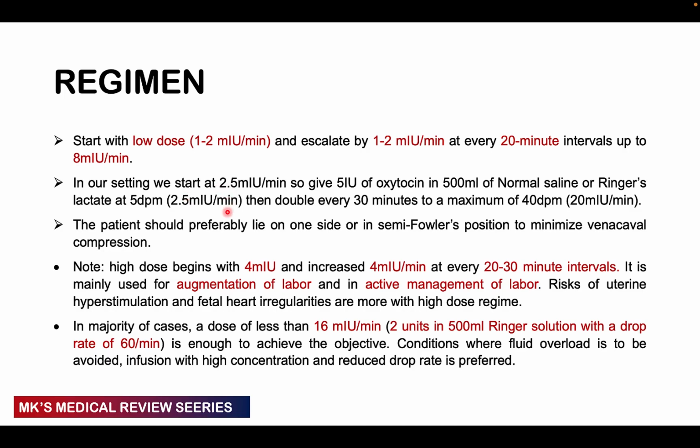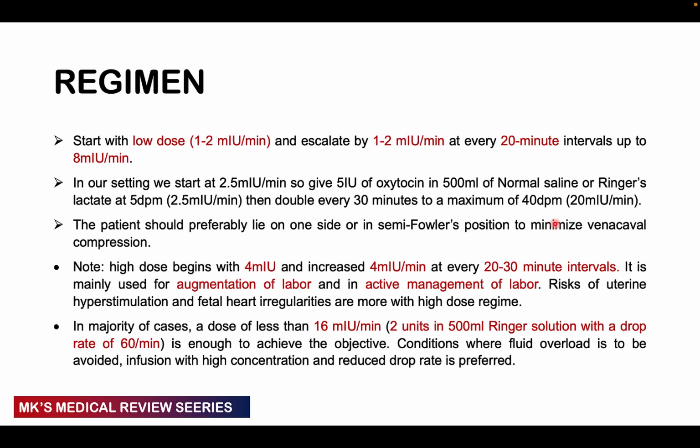That's our concentration. Then of course we double it every 30 minutes to a maximum of 40 drops per minute, which means that you're going to be giving 20 milli-international units per minute. Remember, the patient must be lying on one side, or in the semi-Fowler's position, to prevent veno-caval compression syndrome. And then with the higher doses, we begin with 4 milli-international units, and then we increase by 4 milli-international units per minute at 20 to 30 minute intervals.